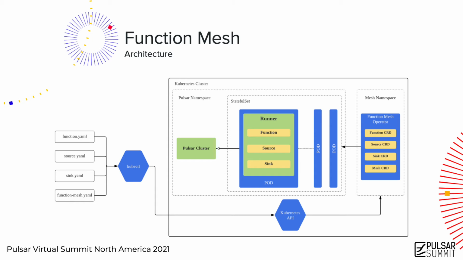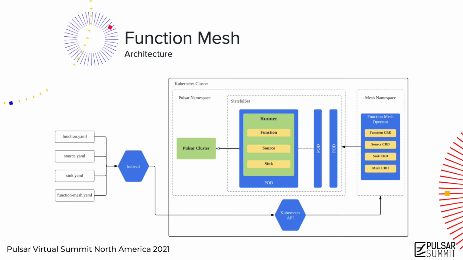So we have the Kubernetes operator and function runner, and we can look at the overall architecture of Function Mesh. When a user prepares a CRD like function.yaml or functionmesh.yaml, they can use kubectl to apply it and create the Function Mesh CRD on the Kubernetes API server.